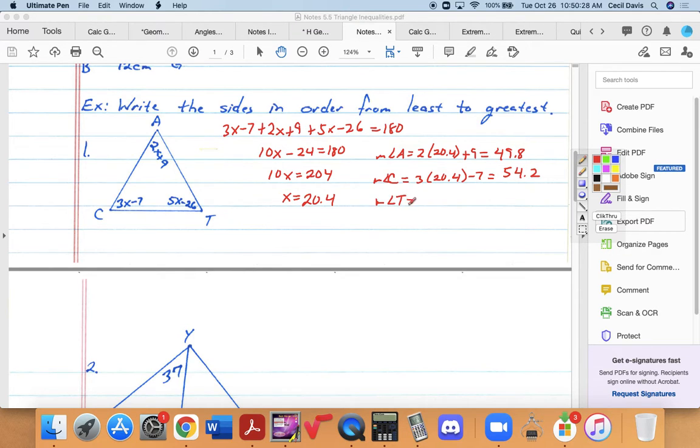And then the measure of angle T would be 5 times 20.4 minus 26. Let's see, that's 102 minus 26 is 76. How can I check this? Yeah, add them up, see if they're equal to 180.